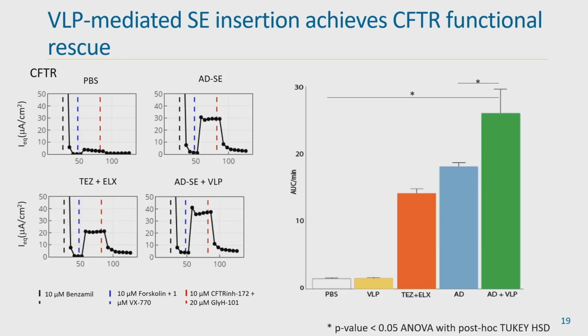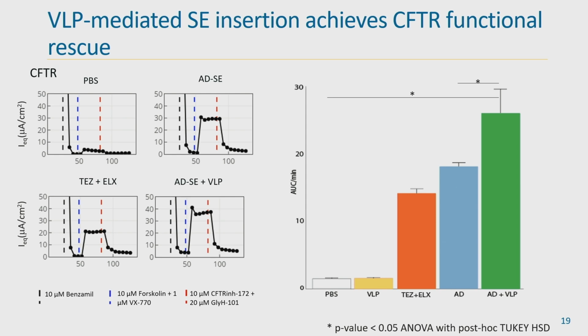So we ran our equivalent current assay, and you can see that in conditions that received both adenovirus plus VLPs, we were able to get CFTR functional rescue. It is worthwhile noting that the adenovirus alone also provided CFTR functional rescue, but I hope you can appreciate that we got significantly more CFTR function from the adenovirus plus VLP conditions.